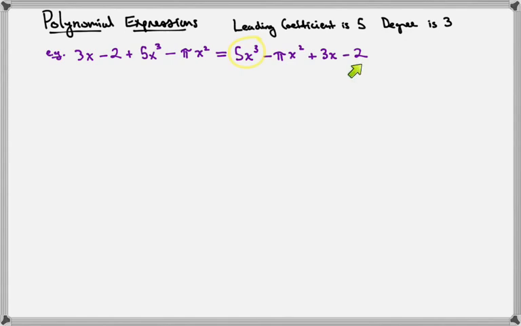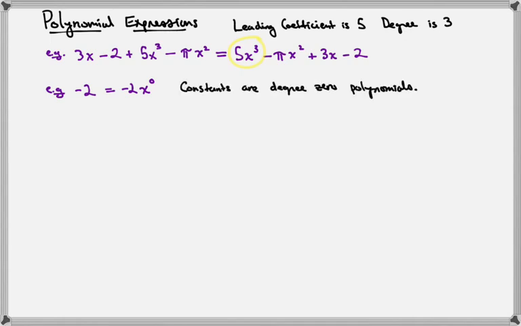You may be a little bit concerned about this constant term because it doesn't have any x appearing in it. But just to illustrate this, minus 2 itself is a polynomial expression. It's minus 2 times x to the 0. So you should think of that as a degree 0 polynomial. Constants are degree 0 polynomials.